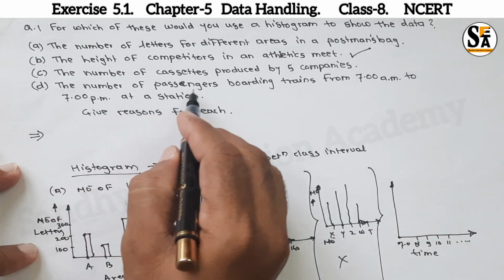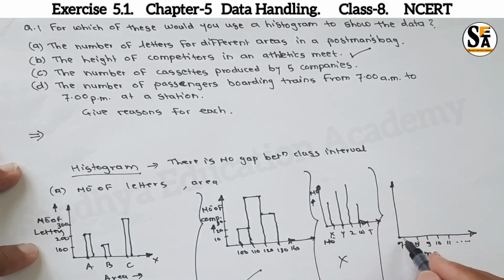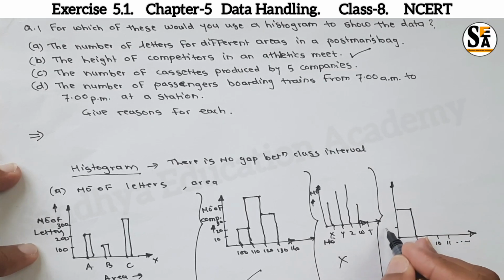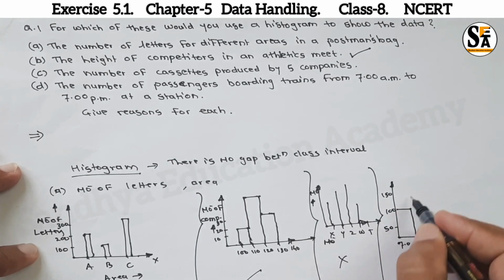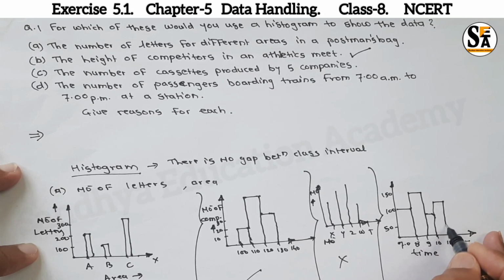What is the number of passengers boarding trains? On the y-axis we can put numbers. Suppose for this first interval, if this is a scale 50, 100, 150, we can put this bar graph like this. According to the data, the bar graph will be like this. In this bar graph the class intervals are equal, and there is no gap between class intervals. So in this situation we can use a histogram.